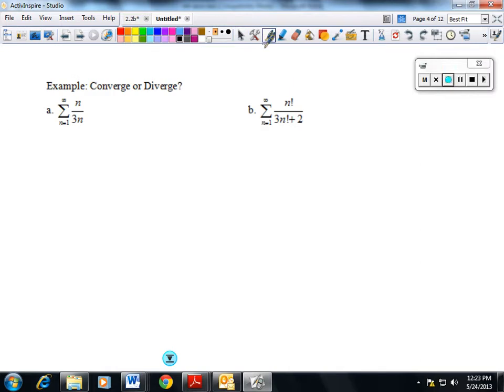We're trying to still figure out if it converges or diverges. So if we do the limit as n goes to infinity, this goes to 1/3. 1/3 is not equal to 0, so it's going to diverge automatically. This one, the degrees here are the same. A factorial over a factorial is going to grow at the same rate. So the limit is 1/3, so that's actually going to diverge as well.